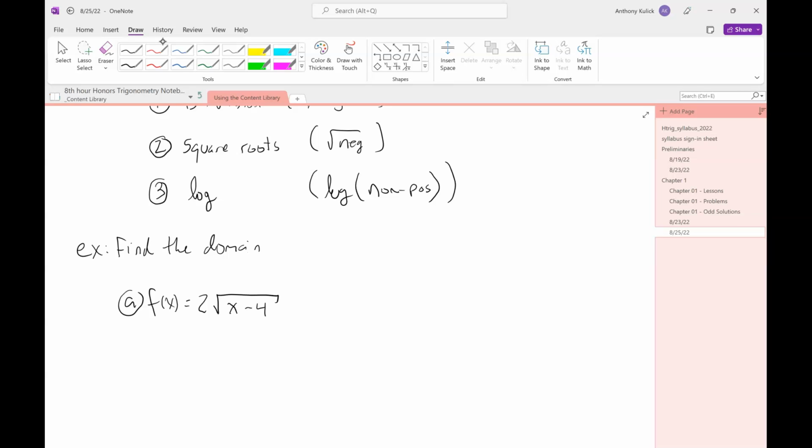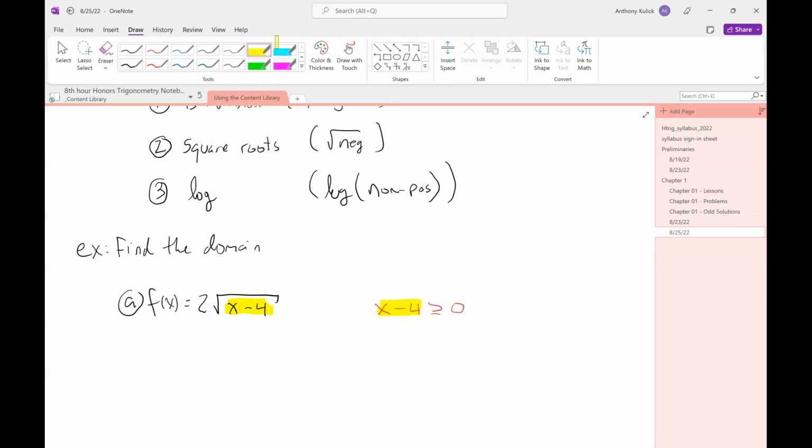Okay. So I'm going to ask myself, do I see any division in this? No. Do I see a radical? Yes. So I'm going to stop and say, okay, all the stuff under the radical cannot be negative. That's the equivalent of saying it has to be greater than or equal to 0. Everybody's okay with that?